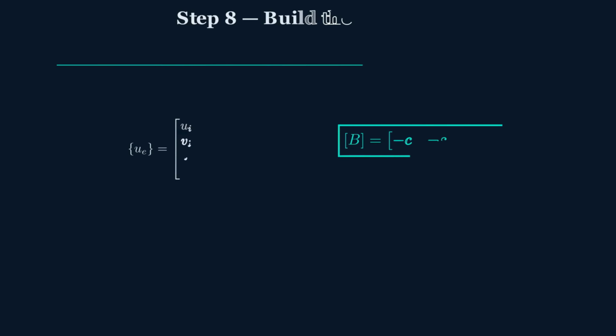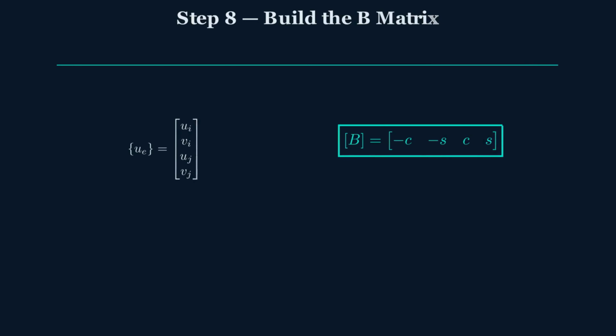The four coefficients in the expanded deformation equation can now be collected into one row vector. This is the B matrix. B multiplied by the element displacement vector gives the axial deformation. Divide by the element length and we obtain the strain displacement relation. This compact B matrix is the bridge between global nodal displacement and the one-dimensional mechanics of the truss member.